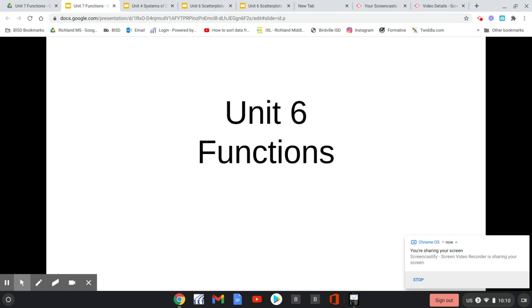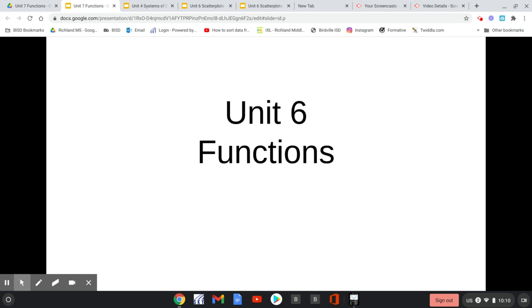Hey guys, we are now on the function unit. We're going to combine this with the prior unit on the scatter plots because we don't have enough information for one test. So here we go.